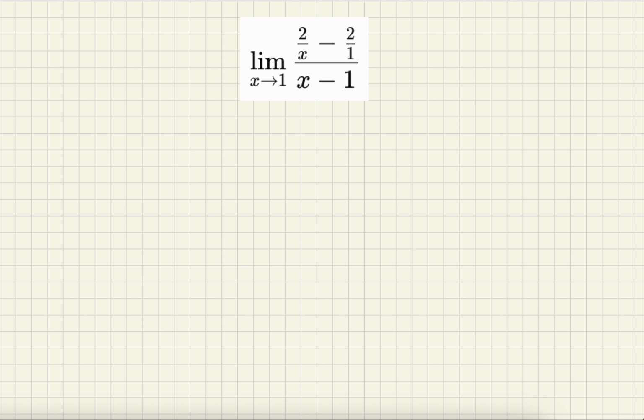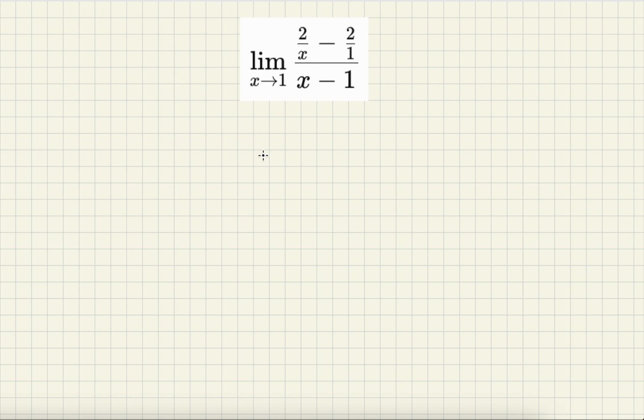So in this case, we have: find the limit as x approaches 1 of (2 over x minus 2 over 1), the whole over x minus 1. So in this question, you can see that 2 over 1 is simply 2. But I think the question is worded in this format so that we know that we need to take a common denominator. Usually you won't find it in this format where it's 2 over 1. You need to use your intuition to figure out that you need to find a common denominator for the numerator.